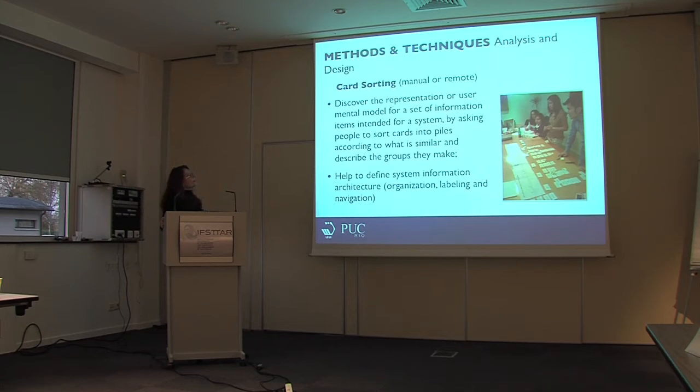Another method that we like to use is card sorting, both manual card sorting or remote card sorting, to discover the representation of the user mental models for a set of information items. We need to know how the users think about the organization of a labeling system of a system, and this helps us to define the system information architecture.